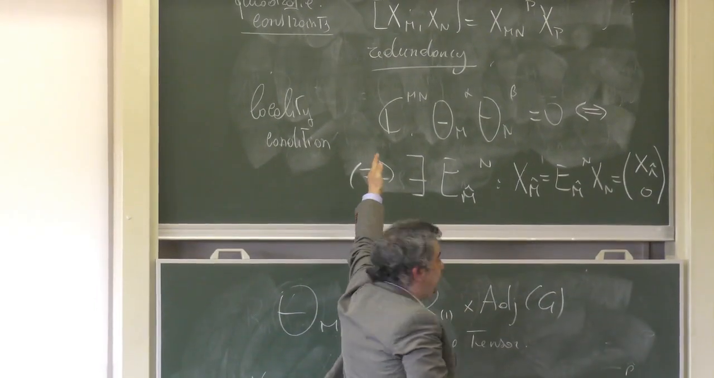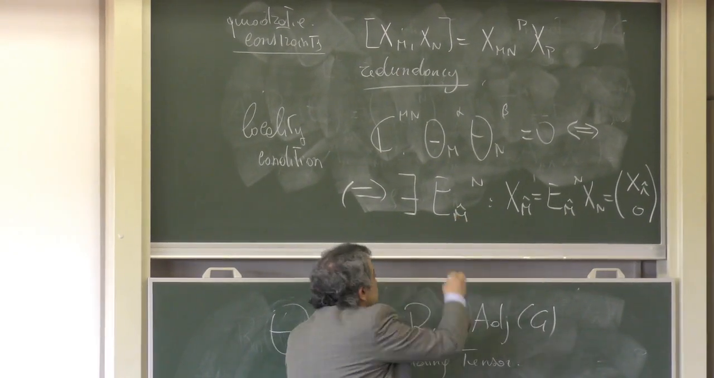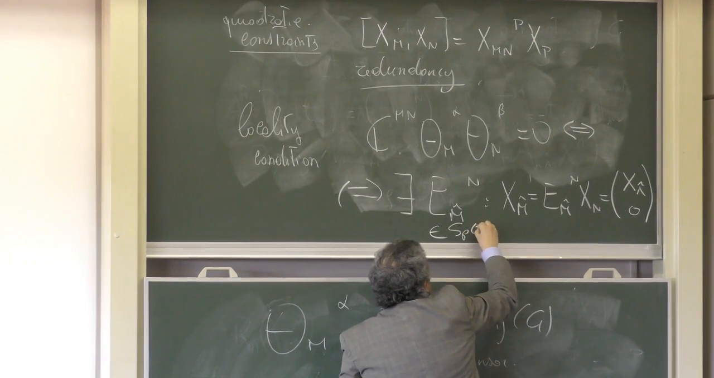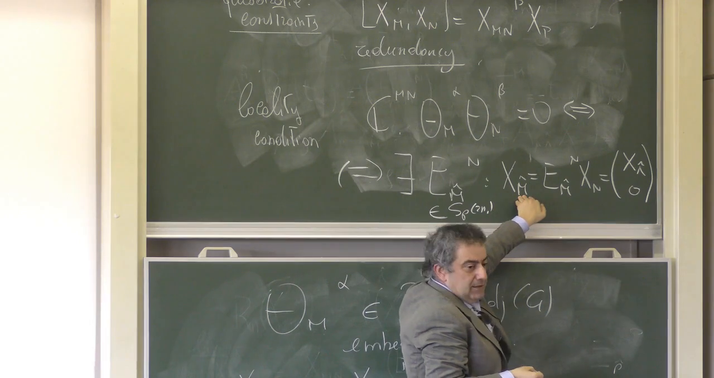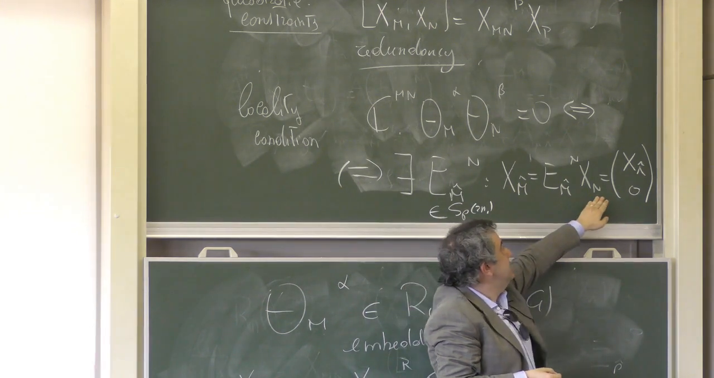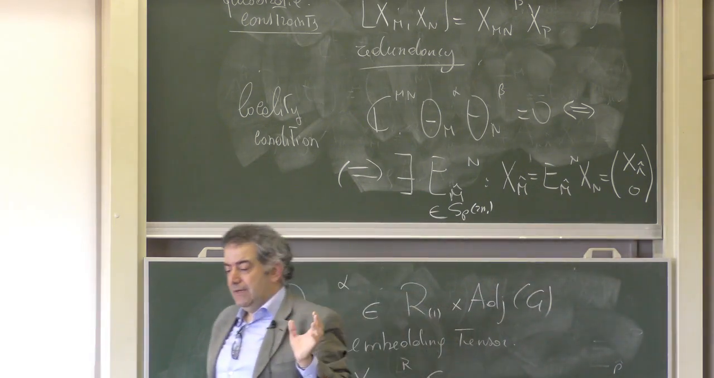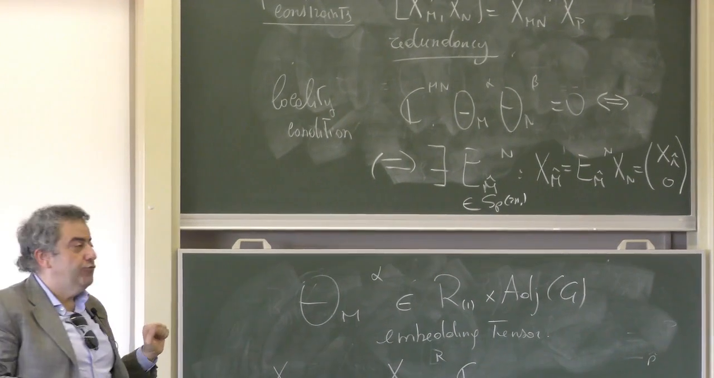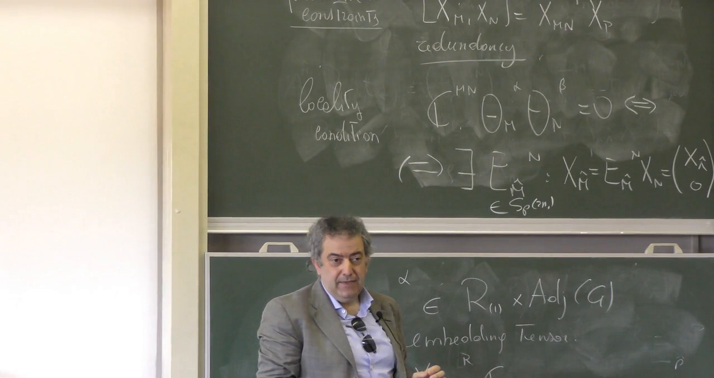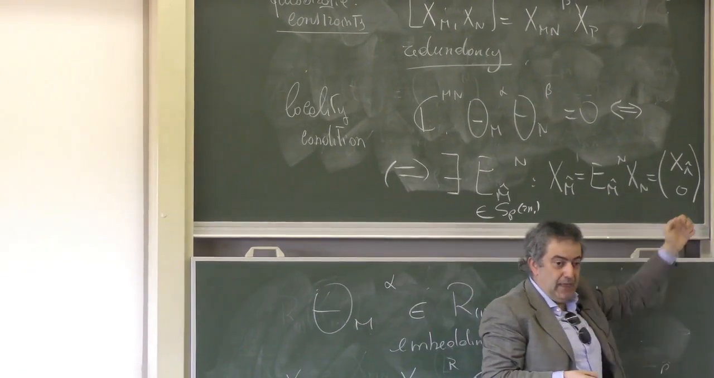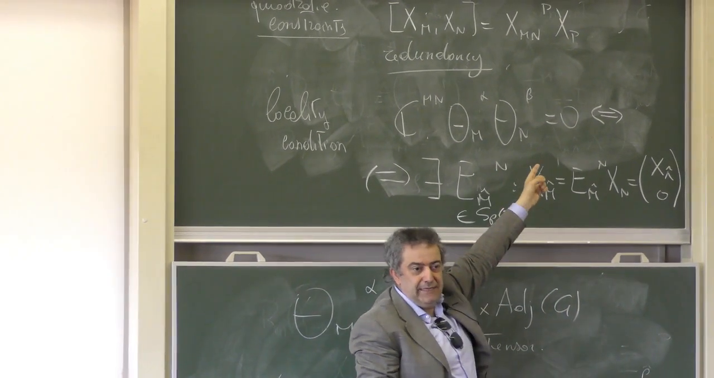So what this condition is telling us is that there always exists a symplectic matrix E such that X_M hat, obtained from X_N through the action of E, is electric. So there always exists a symplectic matrix which rotates to an electric frame. However, this electric frame, that is this matrix E, depends on theta, clearly.